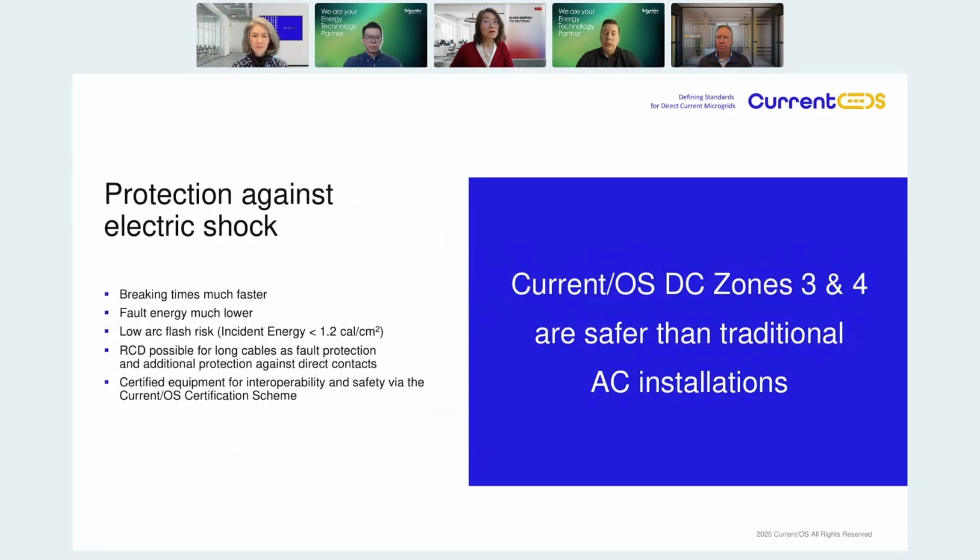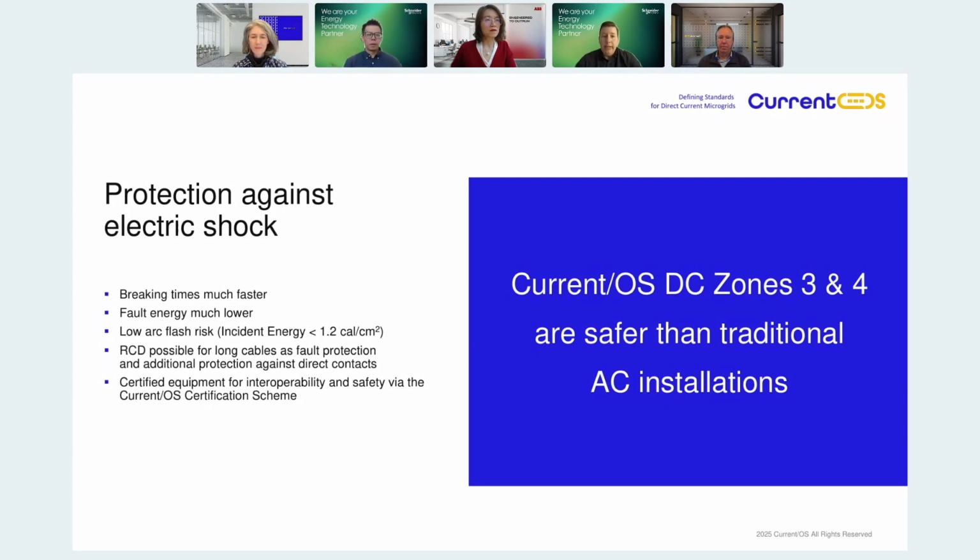So according to the several zone descriptions made by Ronald, if we focus on zone 3 and zone 4, they are usually safer than traditional AC installations. Why? For several reasons. Some of them are shown here. First of all, because in zone 3 and zone 4, we use very fast circuit breakers, solid-state circuit breakers. So the breaking time is very, very fast. We are talking about tens, maximum hundreds of microseconds. So the related fault energy is very, very, very low.